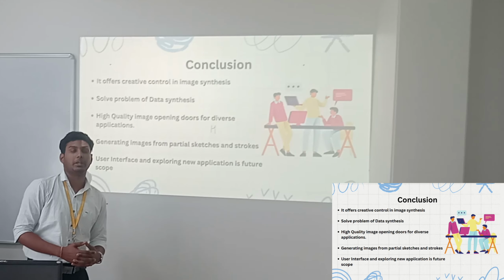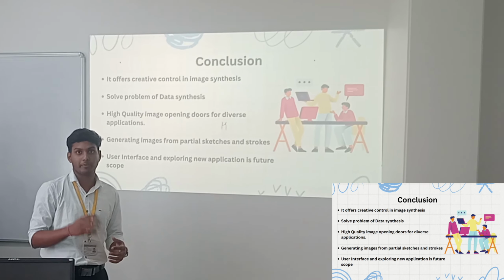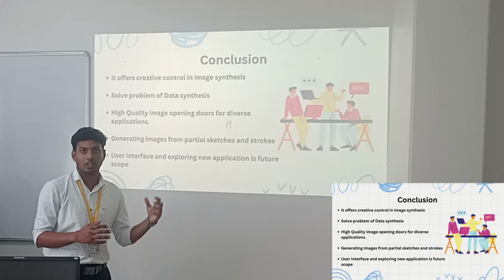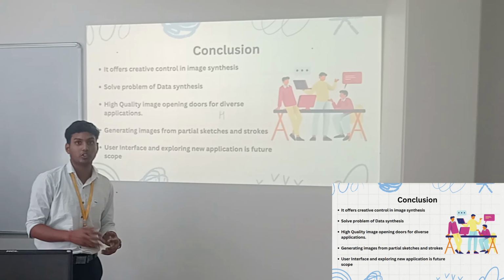Fourth is generation from a partial sketch. Our model is so robust that it can generate the image from a partial sketch. If you provide a partial sketch of a cat, it can generate the full realistic image of the cat based on the partial sketch.